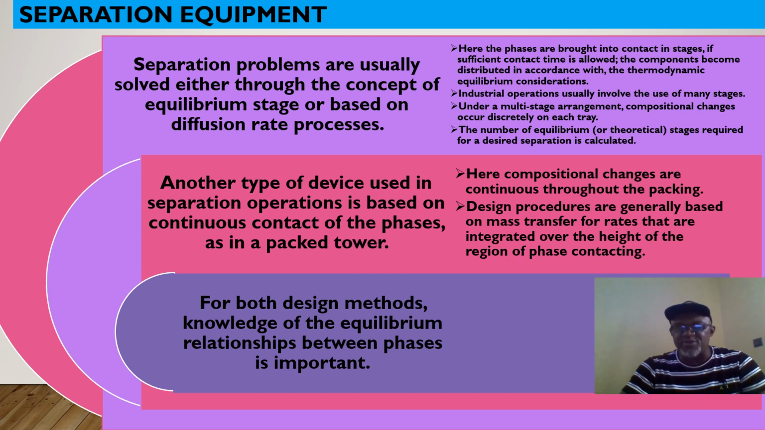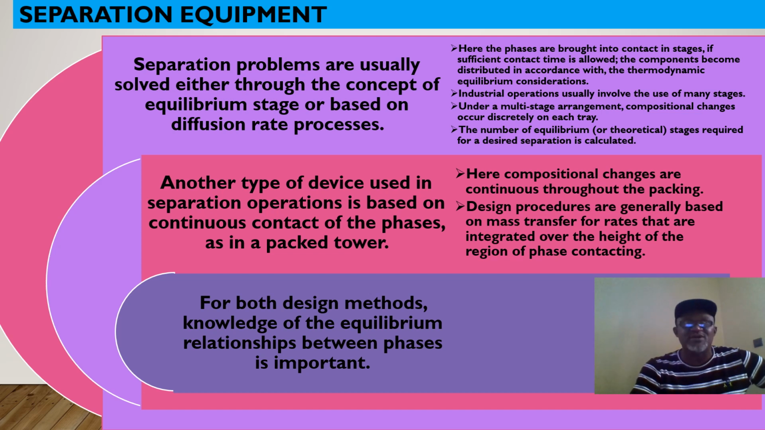So here, the phases are brought into contact in stages. If sufficient contact time is allowed, the components become distributed in accordance with thermodynamic equilibrium considerations. So we're saying that this separation process takes place under heat transfer, mass transfer, momentum transfer, and so on. Once you have enough contact time, the species will migrate or be transferred from one phase to another, depending on the thermodynamics.